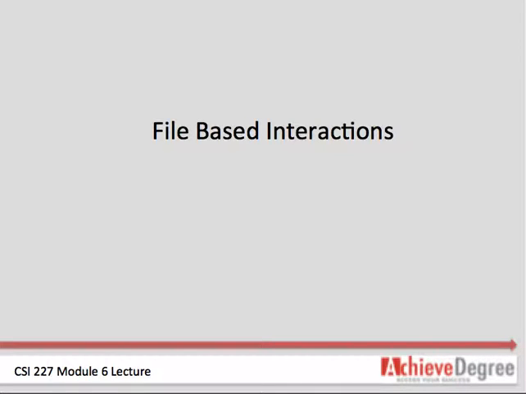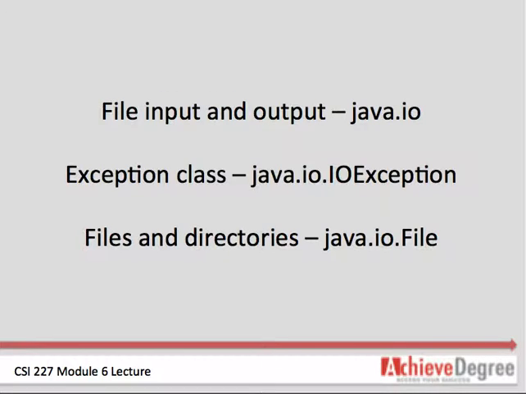File-based interactions. This will be the method of transfer of data for your final projects and will be covered in greater detail than most other topics. The package used in Java for file input and output is java.io. The exception class that we want to use is java.io.IOException, and the java.io File class provides the information we need to work with files and directories.